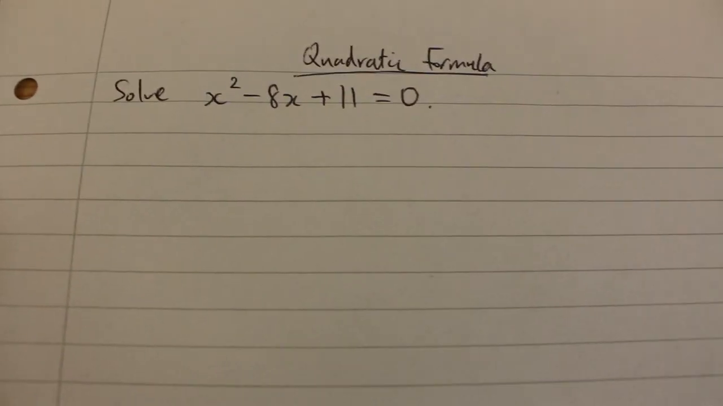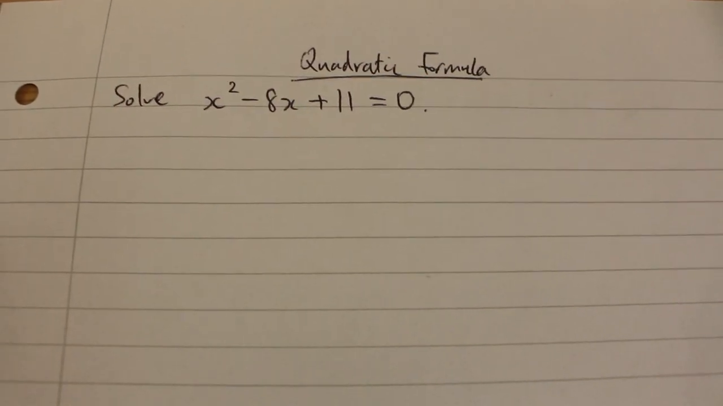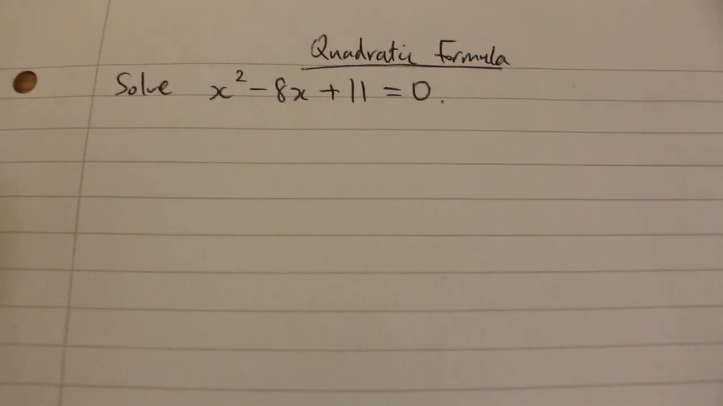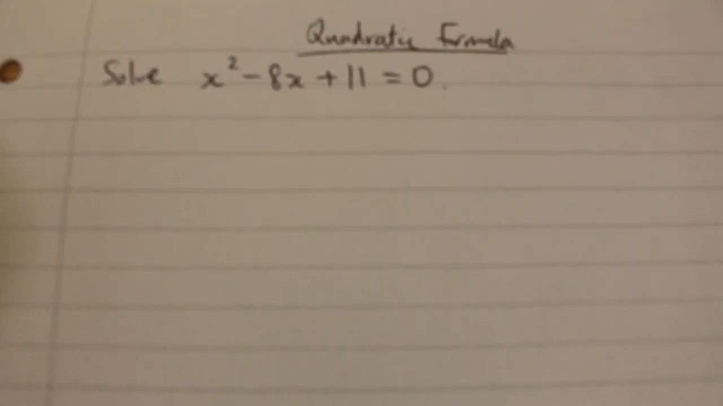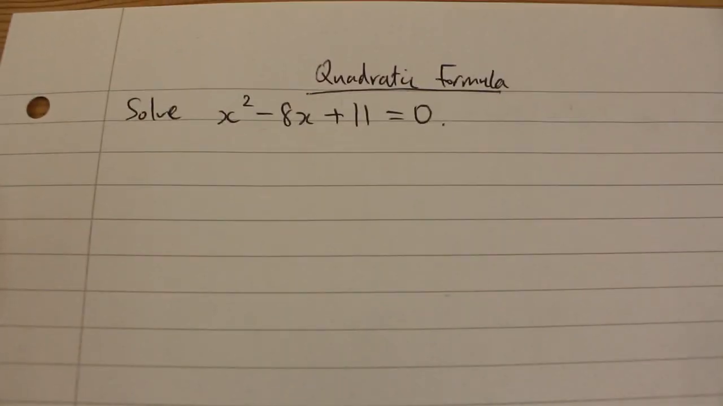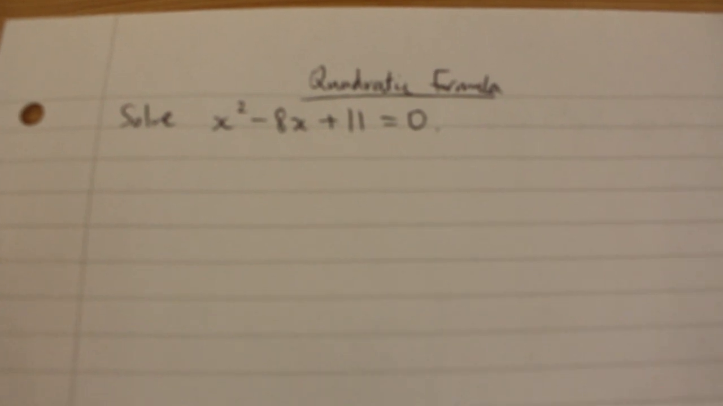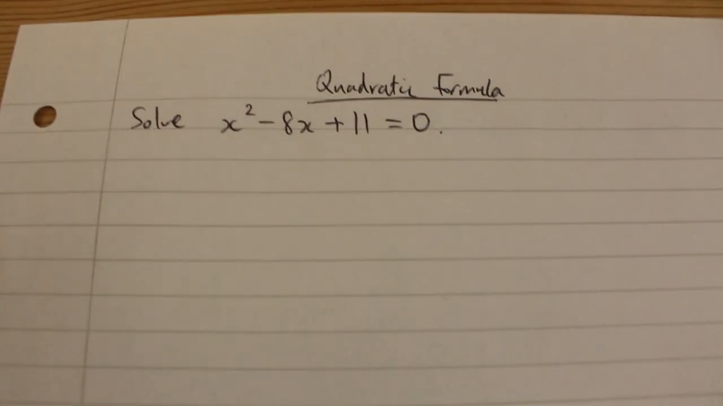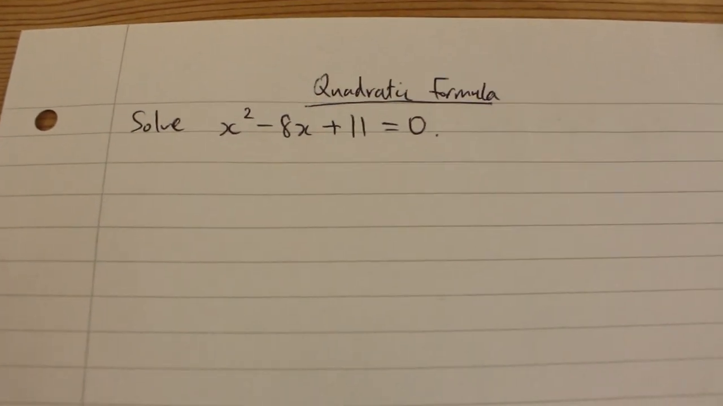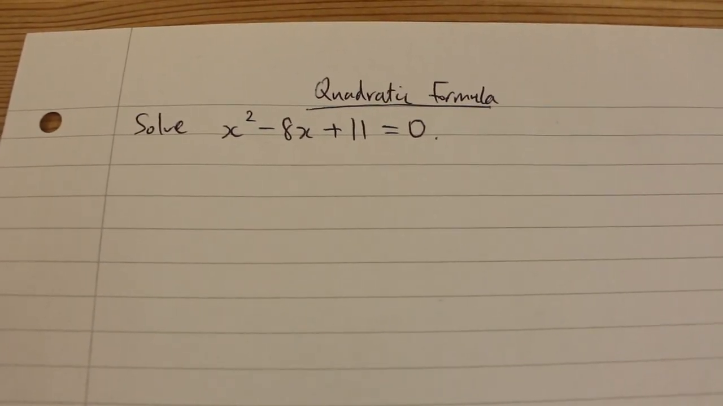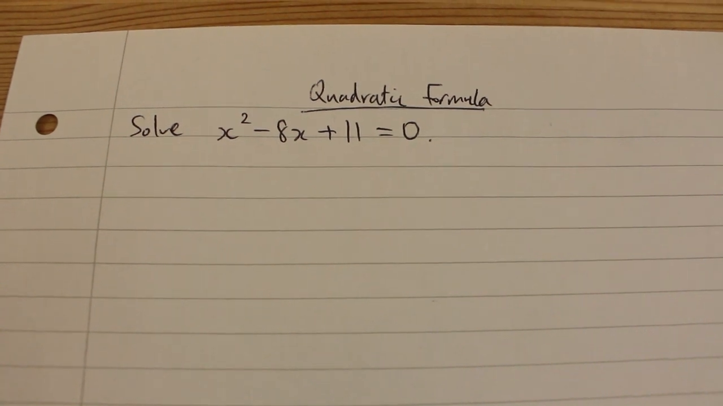Hello, I'm going to talk in this video about how to solve quadratic equations. So if we consider the equation x squared minus 8x plus 11 equals 0, we might first ask whether we can factorize this, because factorizing is the method we know for solving quadratic equations. So does this factorize? I want you to take just a moment to think about whether this factorizes or not.